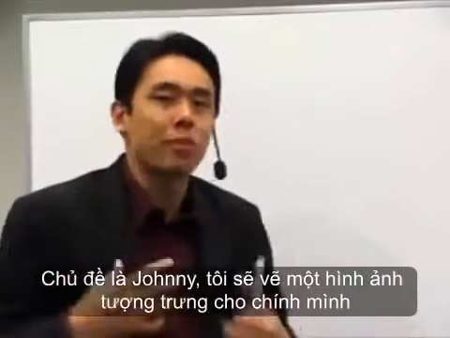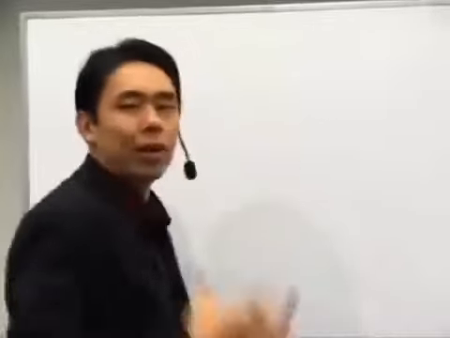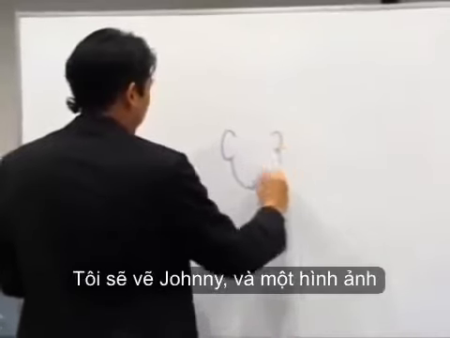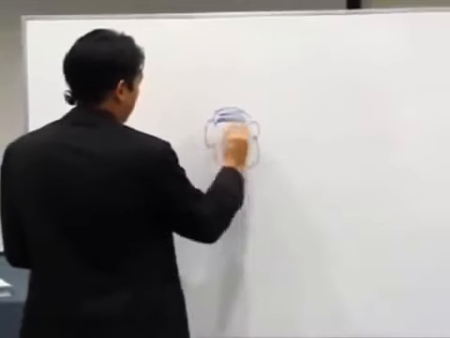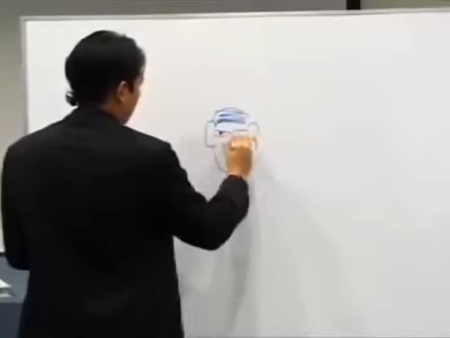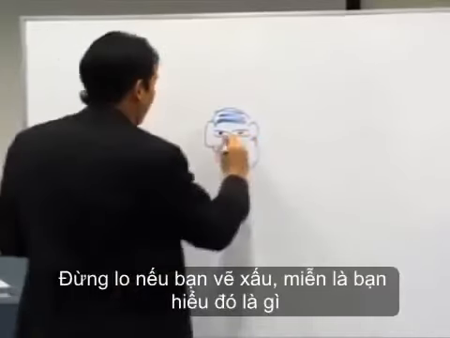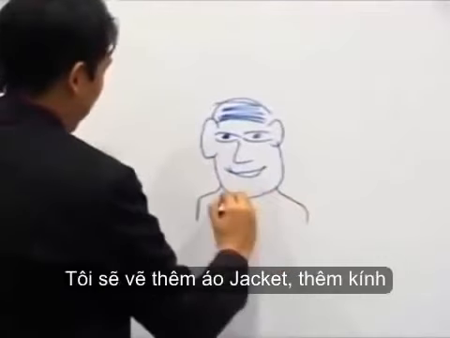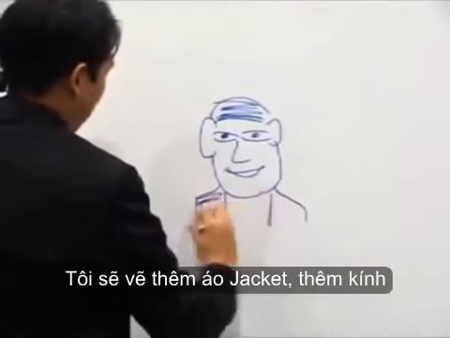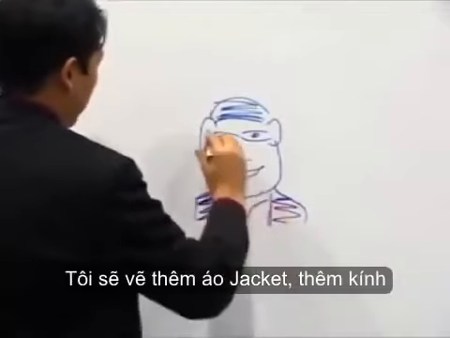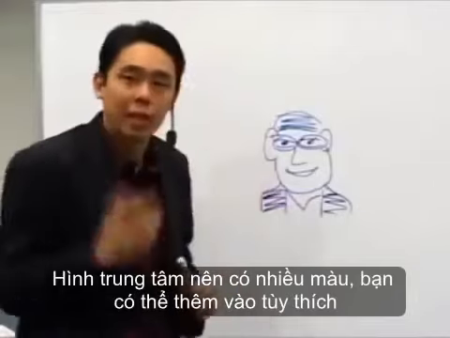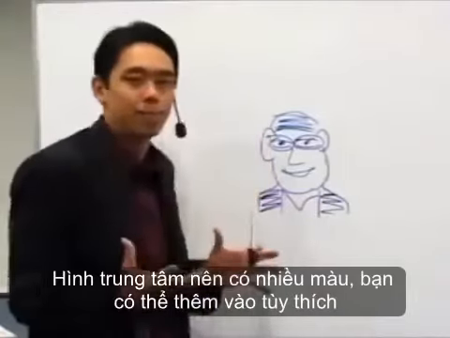So I draw a picture to represent myself. Let's say I'm Johnny, and I'll draw a picture this way. Again, don't worry, your drawing doesn't have to be perfect. As long as you understand it, it's fine. Okay? And let's say I draw him with a jacket, and let's say with glasses. So again, like I said, the topic at the center is going to be multicolored. If you want to add more colors, go ahead. So that's the first thing.